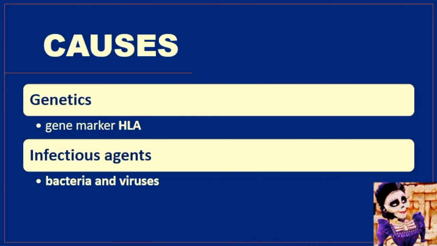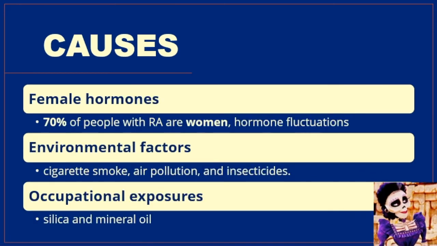Genetics. Research has shown that people with HLA class would have a higher risk for rheumatoid arthritis. Infectious agents. There are bacteria and viruses that can trigger your rheumatoid arthritis. Female. 70% of people with RA are women, and this occurs because of the fluctuation of the female hormones.